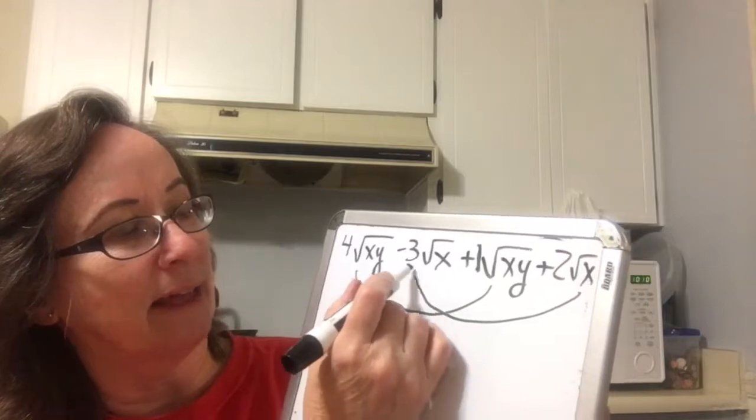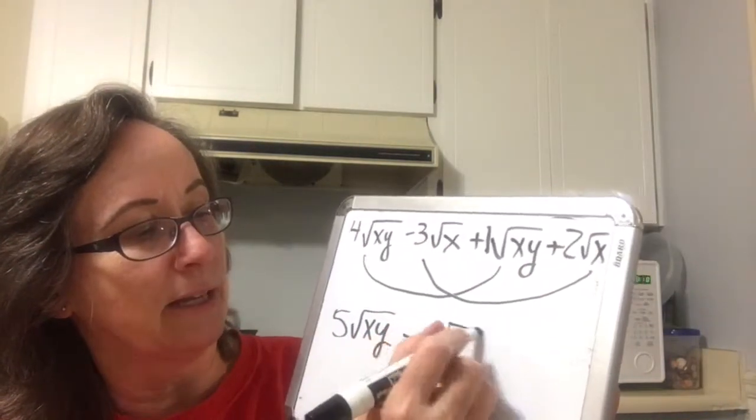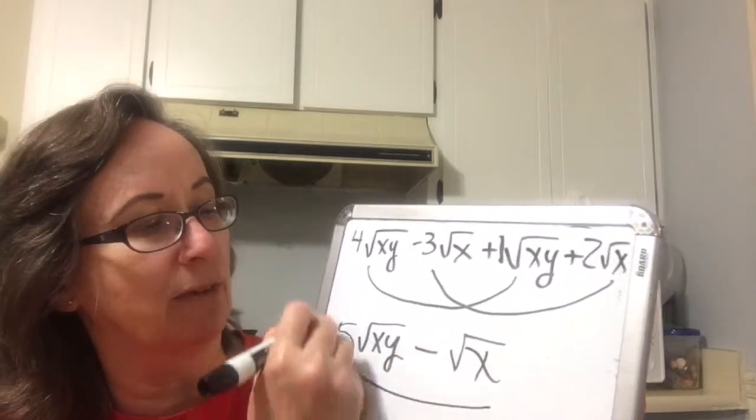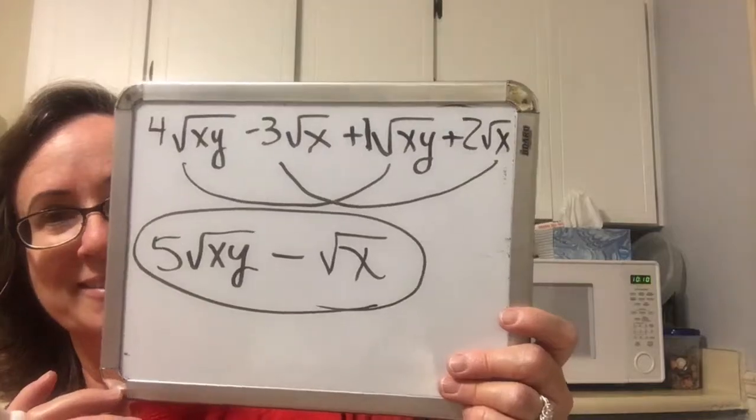And then I take the -3 square root of x and the +2 square root of x is a negative square root of x, or -1 square root of x. That's all I can do to that one.